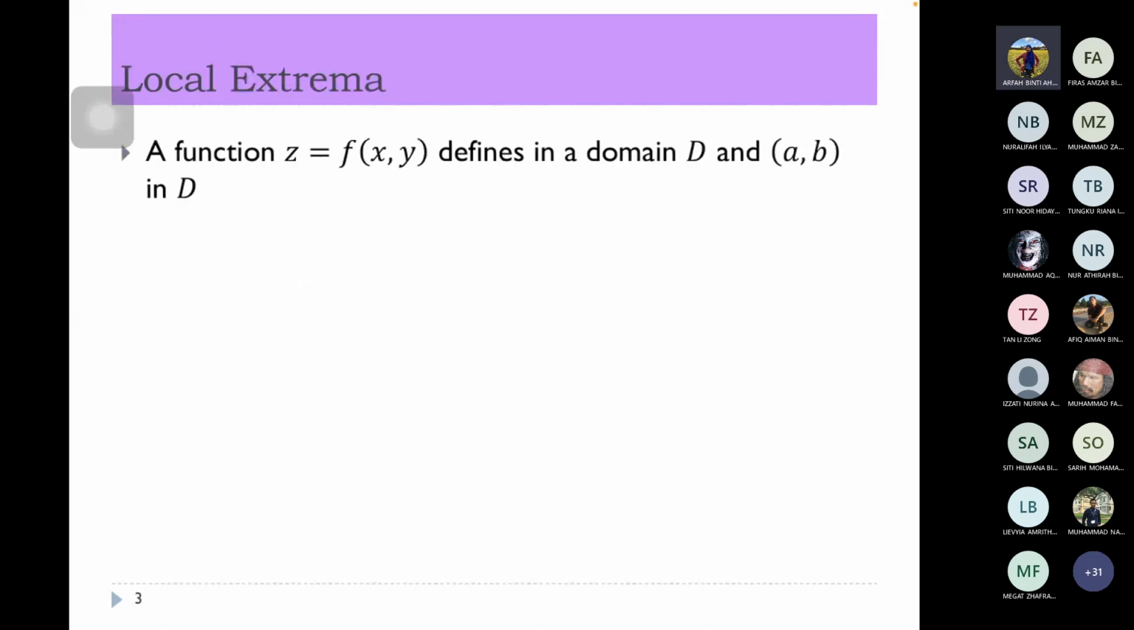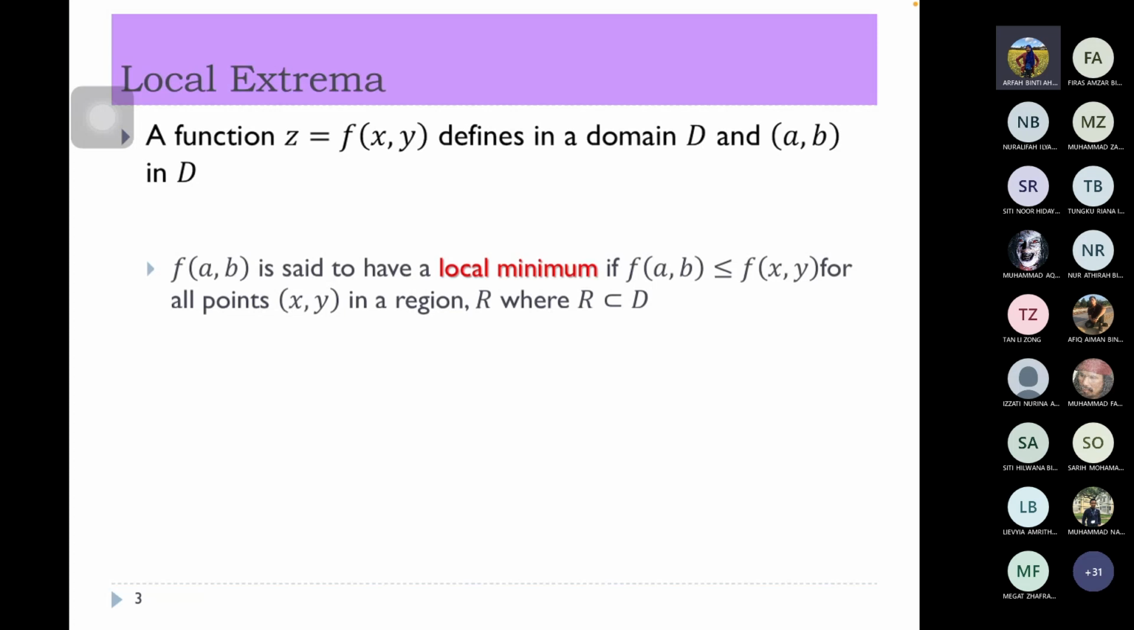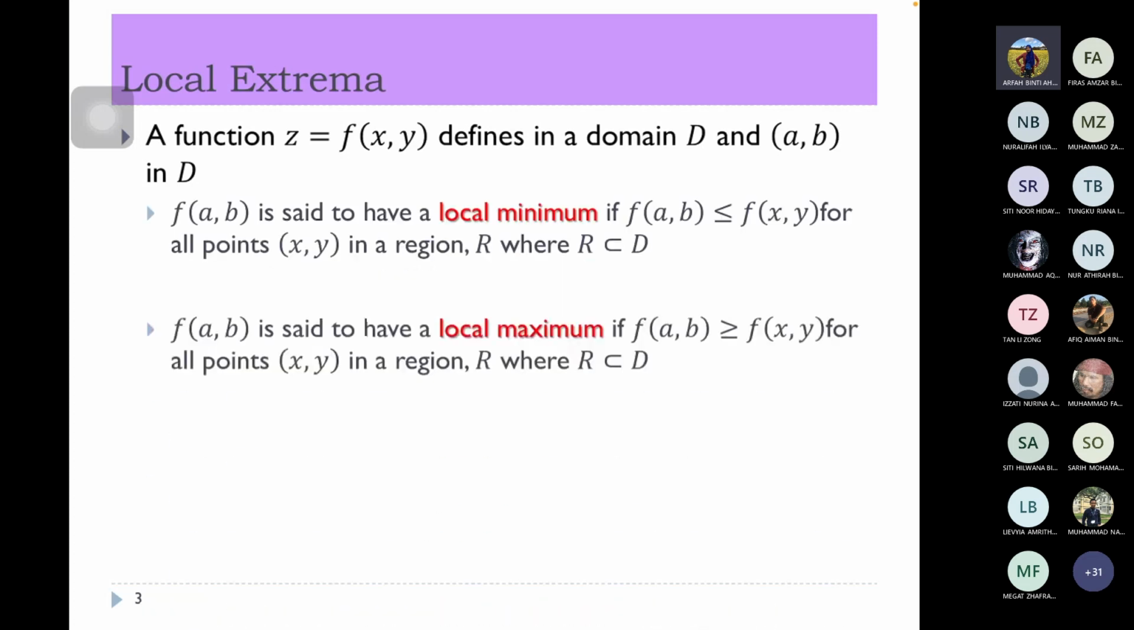So, local extrema. A function z equal to f of x, y is defined in a domain D, and given that the point (a, b) is located in D. Okay, so f of (a, b) is said to have a local minimum if f(a, b) is less than or equal to f(x, y) for all points (x, y) in a region R, where R is included in D. So you have a function f(x, y), and its domain, the function takes the value at (a, b). The domain that we learned earlier: what is the domain and what is the range.